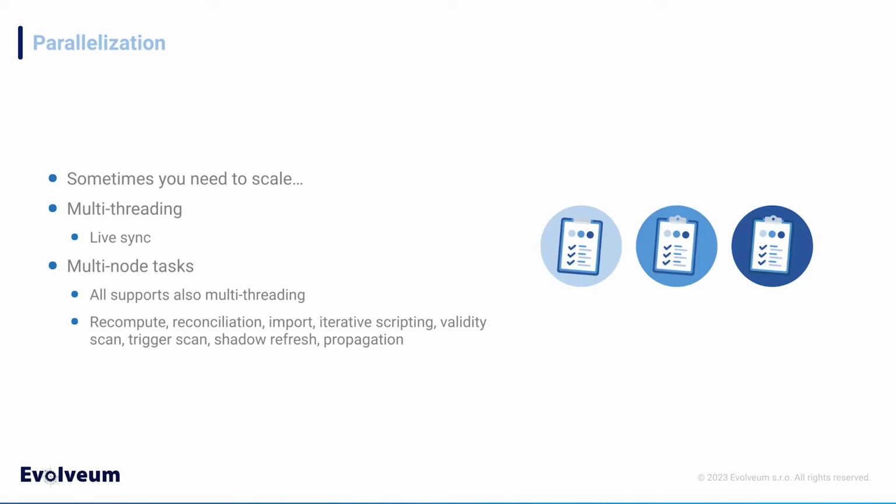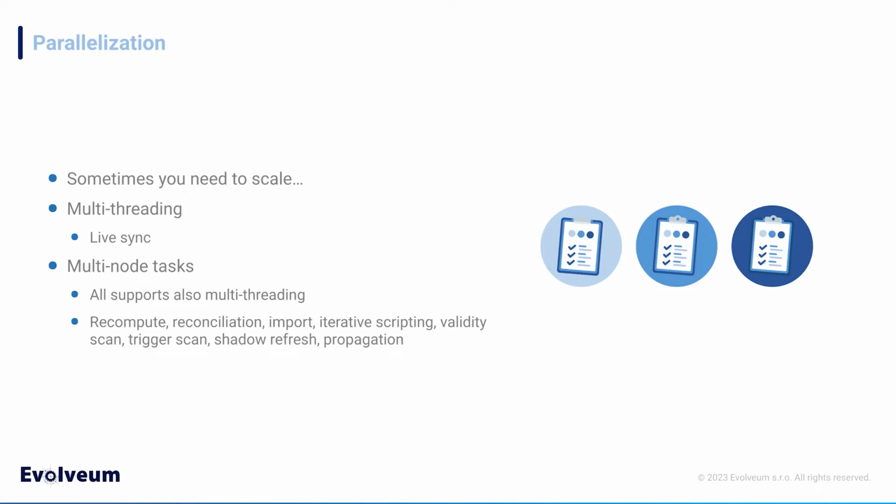Last thing on my agenda today is how to deal with parallelization of tasks. Because sometimes having everything run on a single node and single thread is not enough. You need to scale, you need to process more accounts, more objects in a shorter time. So we have two ways to deal with that.